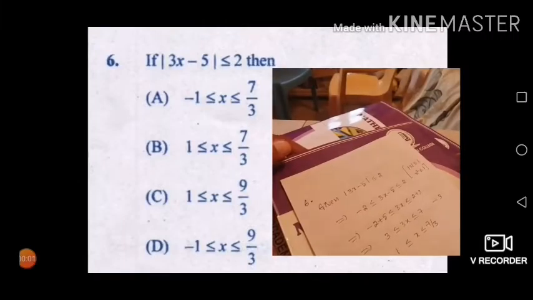Number 6: if mod of 3x minus 5 is less than or equal to 2, then which interval is possible?